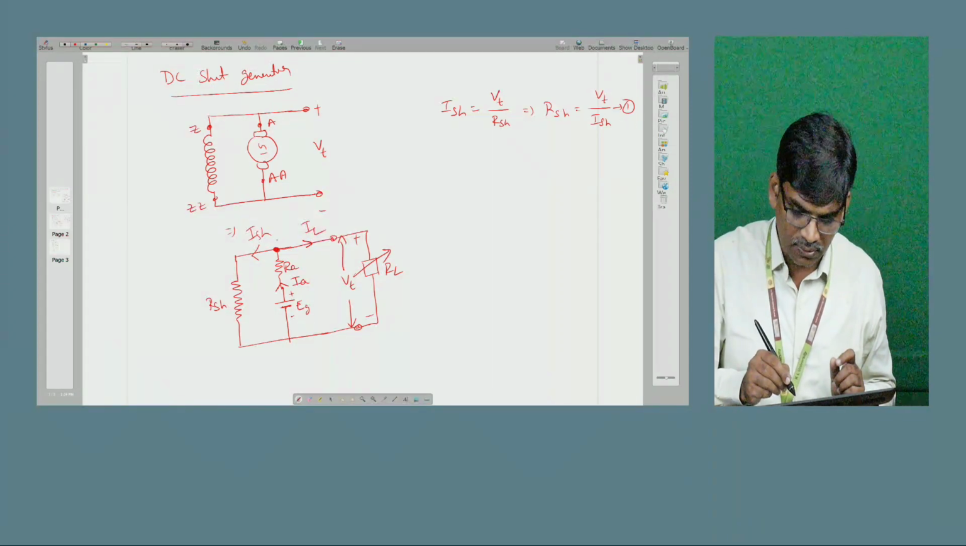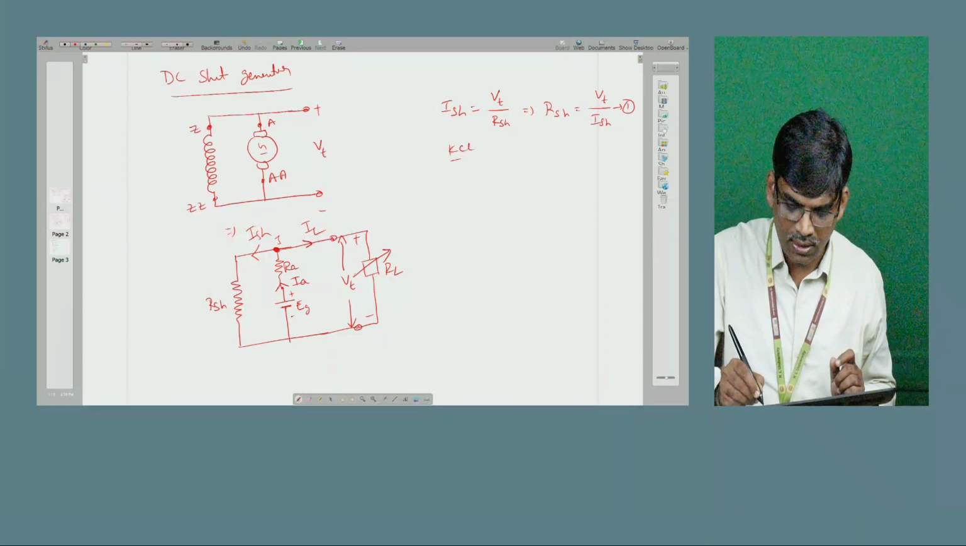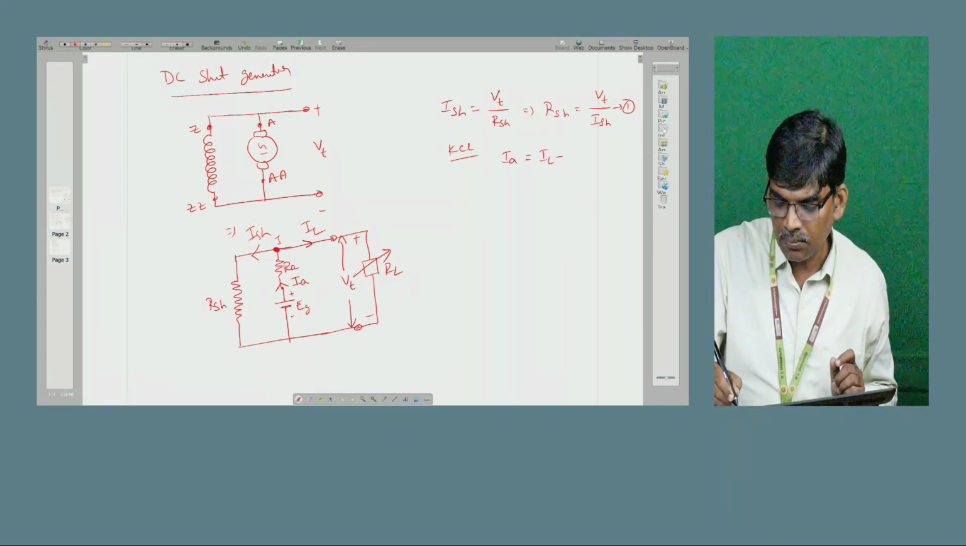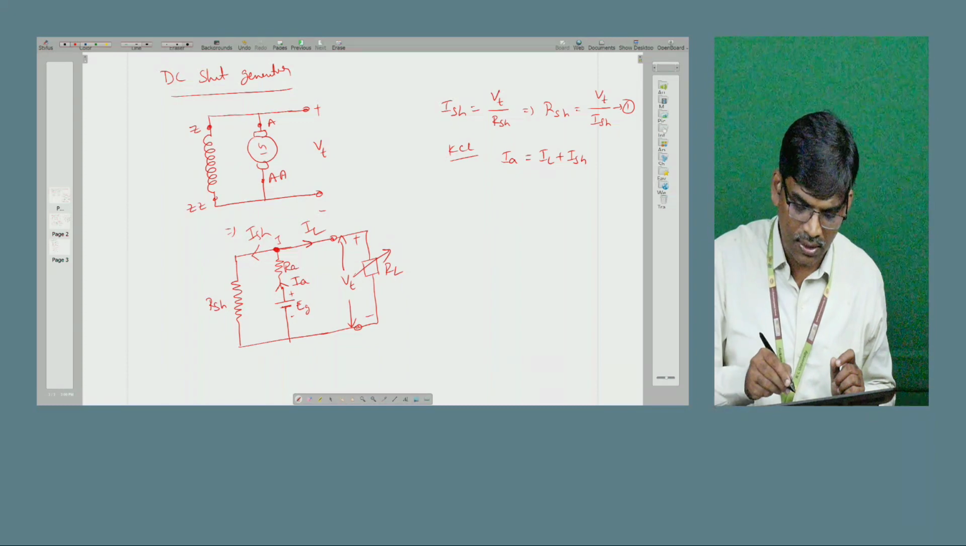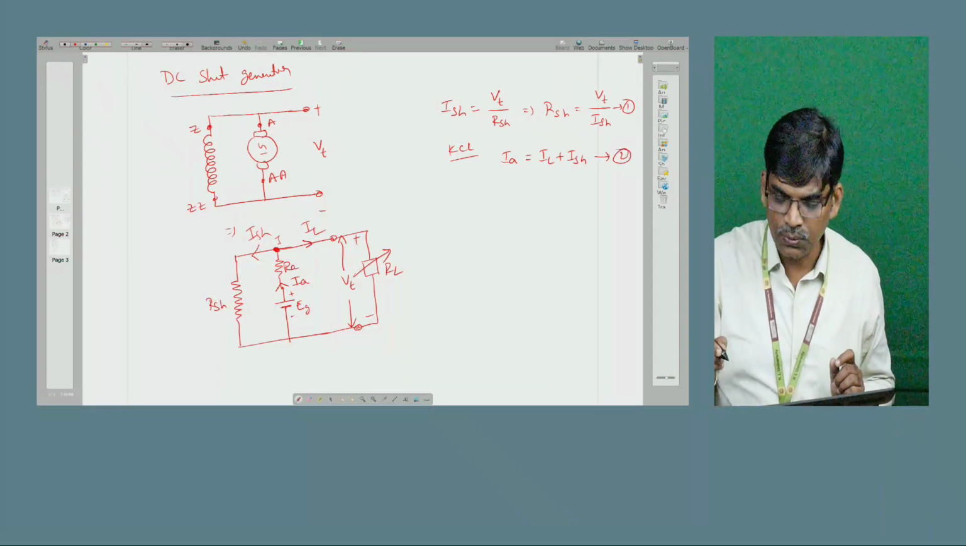In that junction, let me call it junction J, we apply KCL. Entering current is equal to leaving current, so IA is equal to IL plus ISH. Here IA is entering, and both ISH and IL are leaving. This is equation 2.